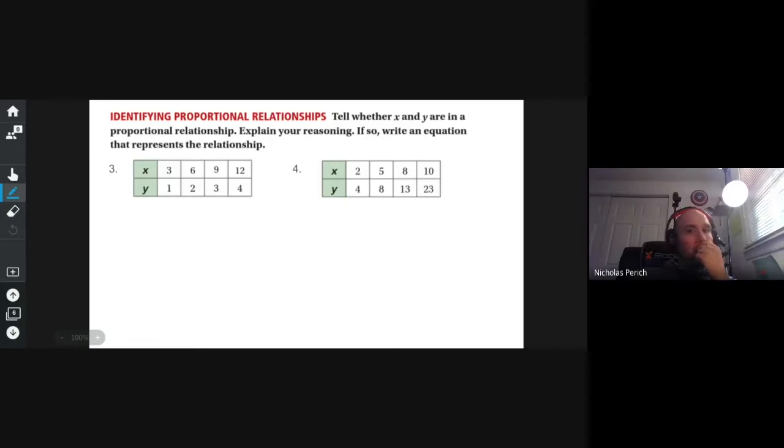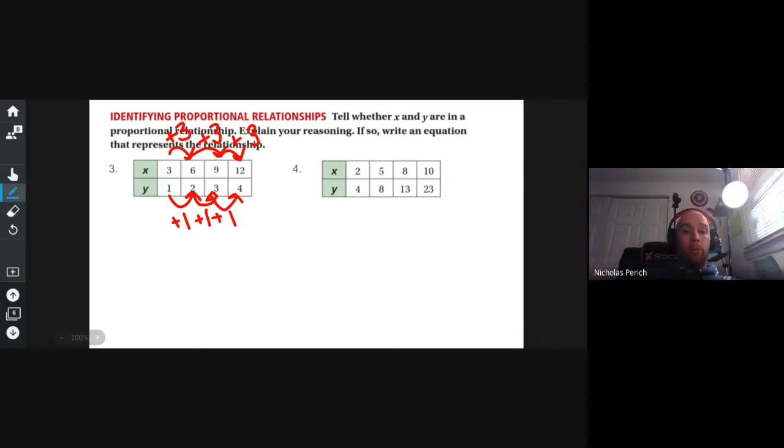Let's go in reverse. You do have to look for a pattern. If your pattern at all gets crazy or wacky and breaks, it's no longer proportional. So let's look for a pattern. When I go from here to here to here, the pattern I get is going from 3 to 6, you add 3, and 6 to 9, you add 3, and 9 to 12, you add 3. And going from here to here to here, you add 1, add 1, add 1.